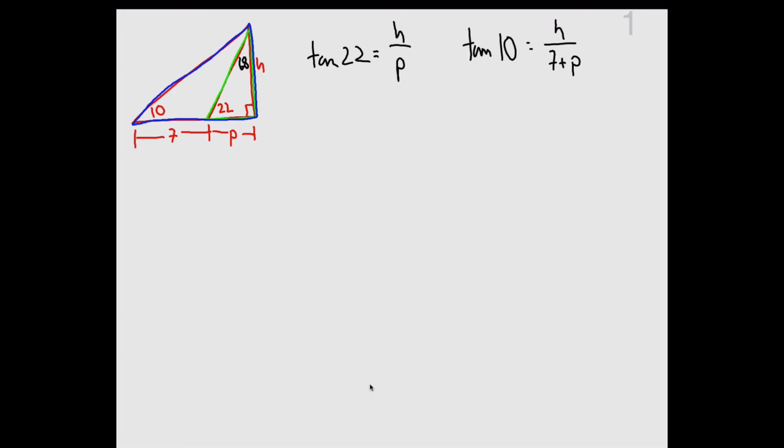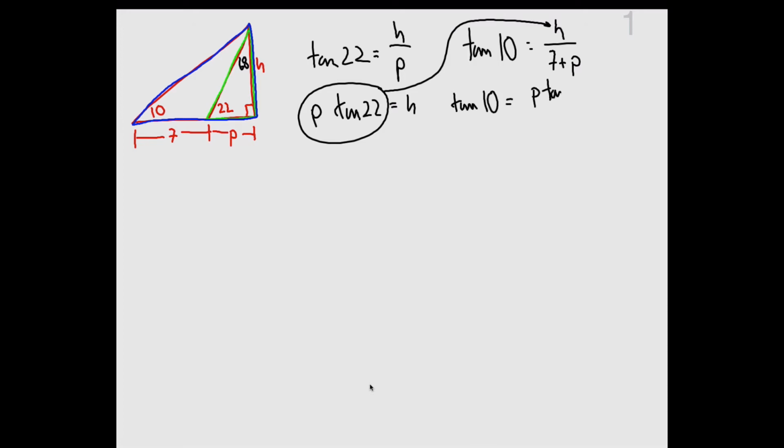So I'm going to take this equation first and solve for h. So that p times the tangent of 22 is equal to h. Multiply both sides by p. Everybody's happy, yes? Too bad. Take this and do what with it? Right there for h. Tangent of 10 is equal to p times the tangent of 22 over 7 plus p.